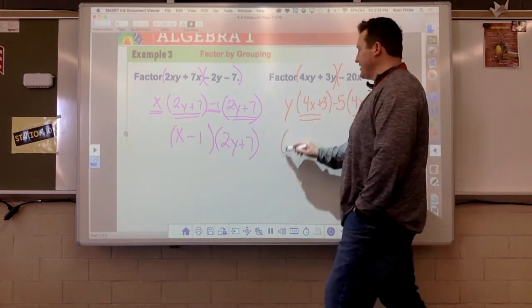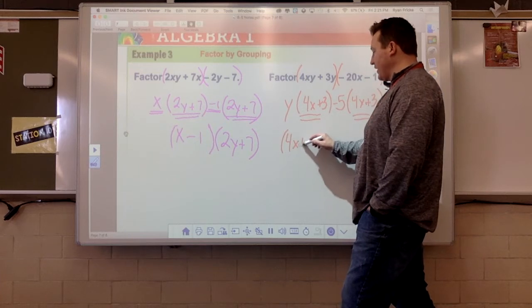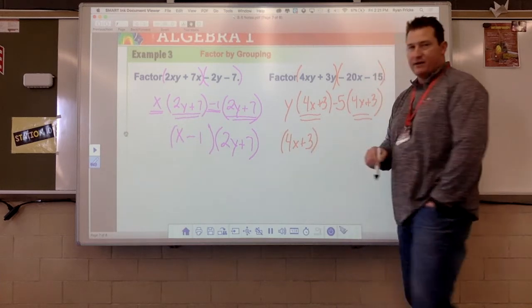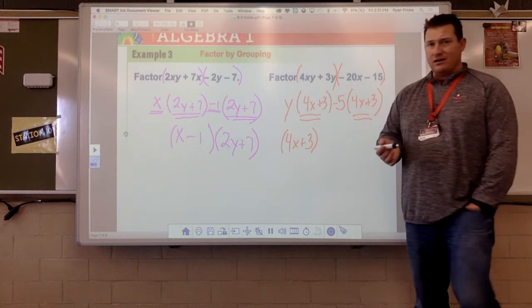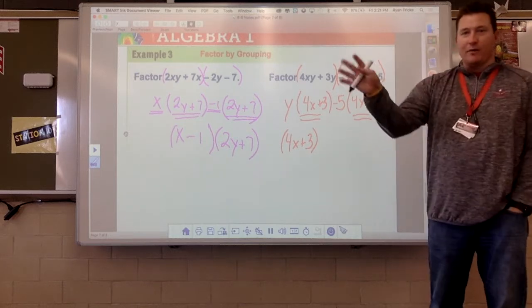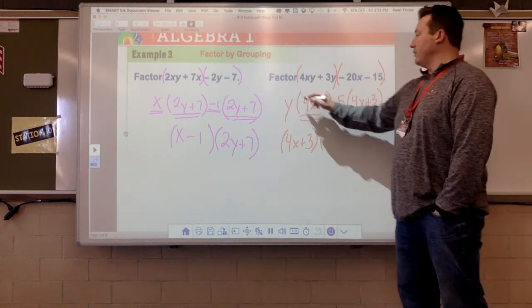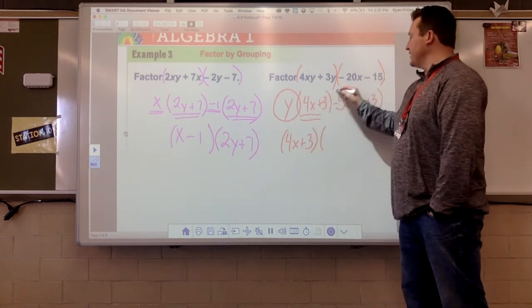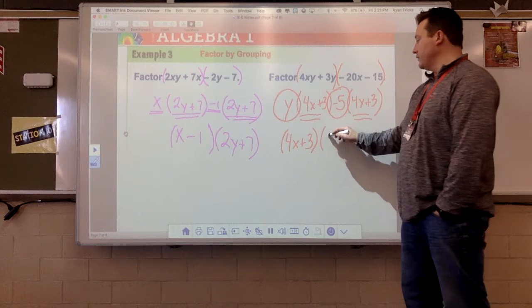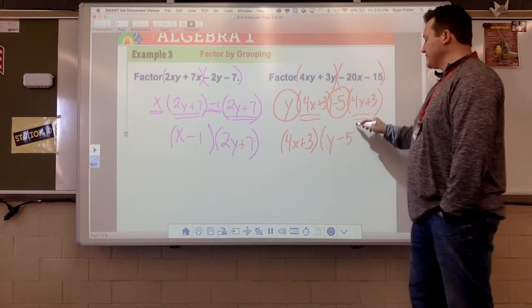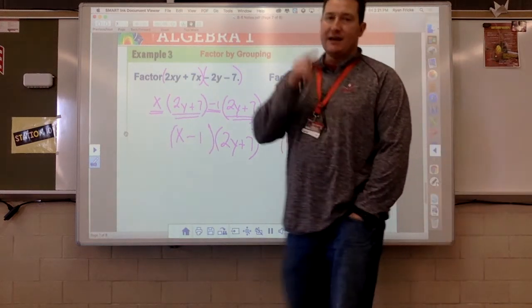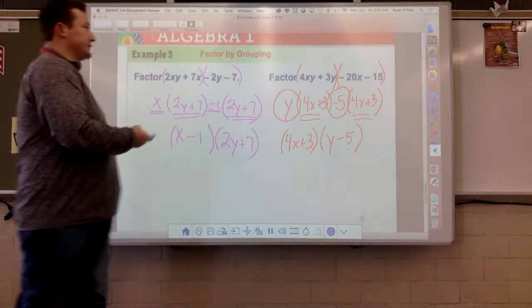Okay? It doesn't really matter the order you write these two binomials in, right? No, absolutely not. Remember, multiplying doesn't make a difference. The second binomial comes from these two terms that we factored out. Y minus 5. Okay? Factor by grouping. There you go.